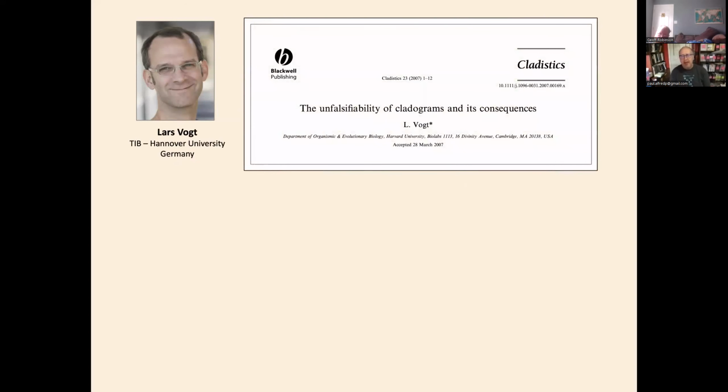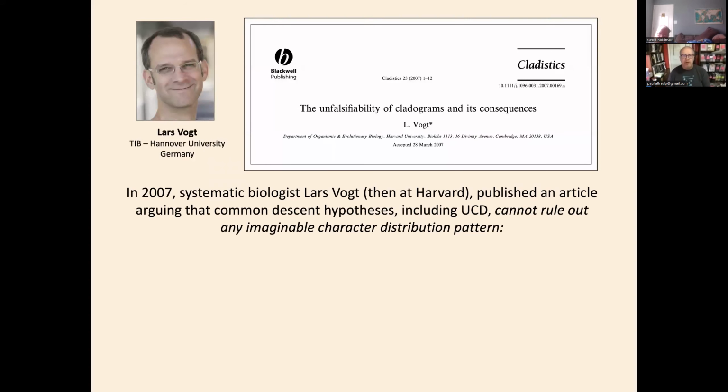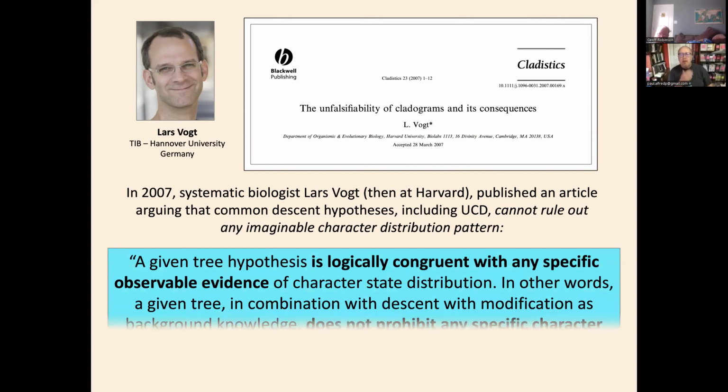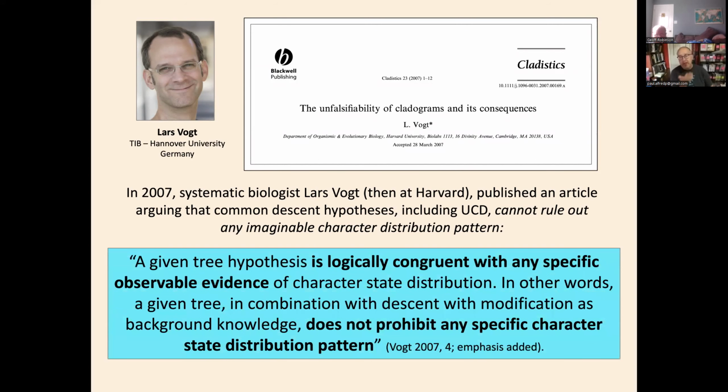Lars Vogt, a biologist who does systematics, at the time this paper was published, he was at Harvard, and he was looking at the testability of cladograms. These are branching diagrams widely used in systematics to show the relationships of different groups of organisms, okay? And in this paper, notice the title, The Unfalsifiability of Cladograms, he says, any tree hypothesis is logically congruent with any distribution of characters along its terminals.